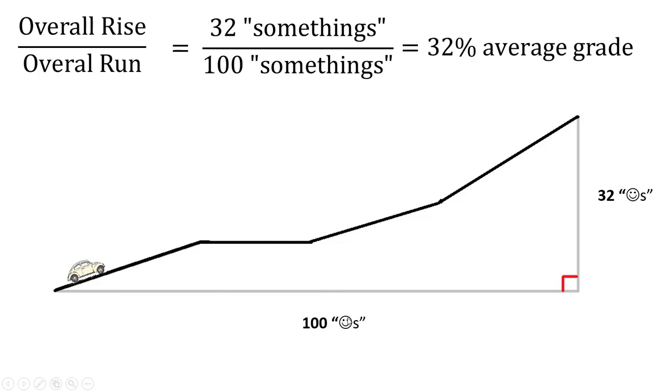I drive this point home in the next video, where I actually make up a ruler based on a piece of paper and a Sharpie I found in my office. You'll see that in a minute. But you see, it doesn't matter. As long as you use the same somethings, they will divide off, and you're left with your 32% average grade.